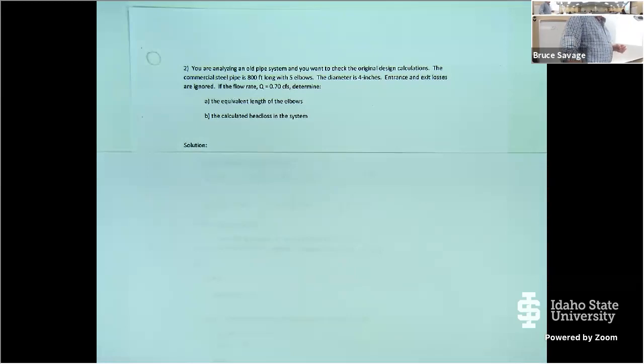What we're trying to find, in essence, is this: we know the flow rate we want to push through this pipe, and we want to know, if we have, say, 30 pounds per square inch at the entrance of the pipe, what are we going to have at the end? So we're trying to find the total head loss. Since we're going to use Hazen-Williams, we have to find the equivalent length of the culvert, and then calculate the head loss in the system.